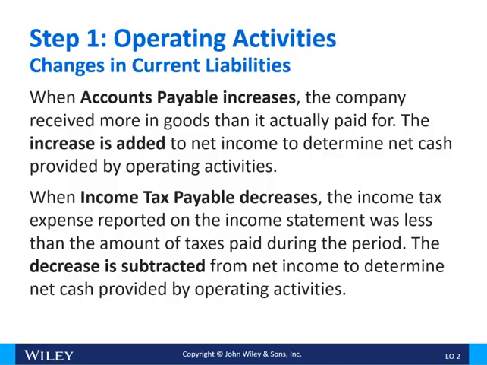Next, we look at the changes in current liabilities. When accounts payable increases, the company received more goods than it actually paid for. The increase is added to net income. When income tax payable decreases, income tax expense reported on the income statement was less than the amount of taxes paid during the period. That decrease is subtracted from net income to determine net cash provided by operating activities.